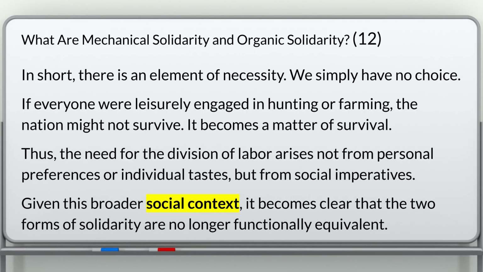If everyone were leisurely engaged in hunting or farming, the nation might not survive. It becomes a matter of survival. Thus, the need for the division of labor arises not from personal preferences or individual tastes, but from social imperatives. Given this broader social context, it becomes clear that the two forms of solidarity are no longer functionally equivalent.